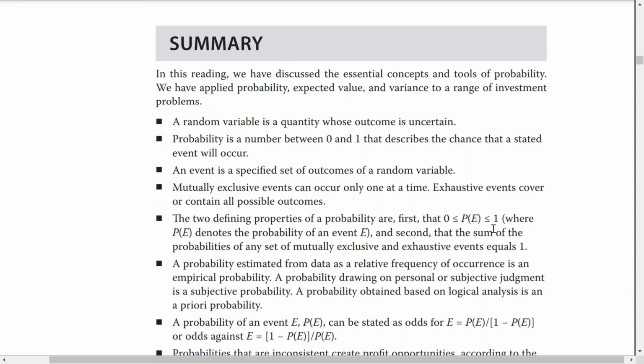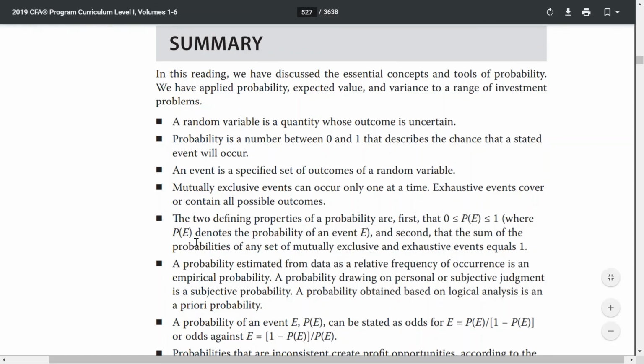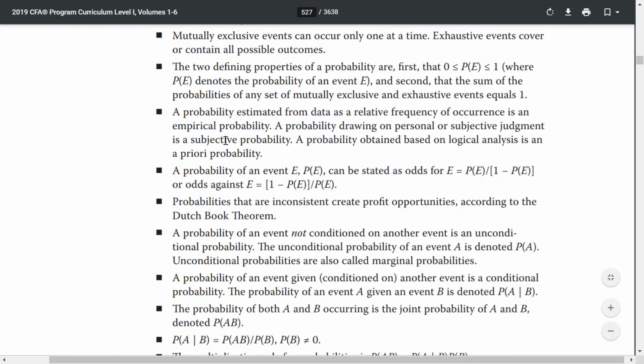A random variable is a quantity whose outcome is uncertain. Probability is a number between 0 and 1 that describes the chance of a stated event occurring. An event is a specific set of outcomes of a random variable.